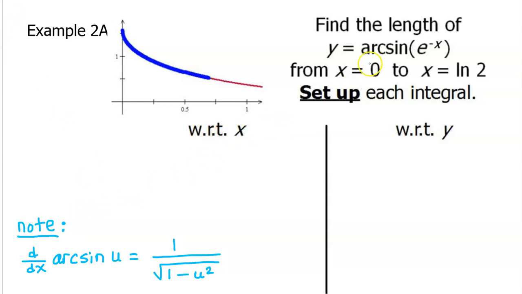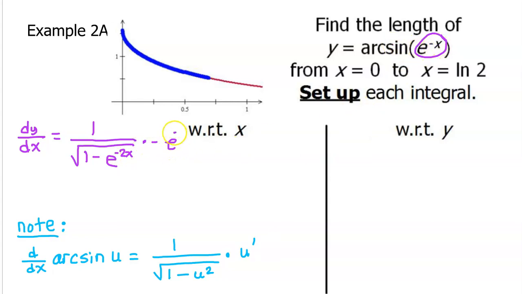In a moment we will need dy/dx, the derivative of arcsine, but let's remember the memorized rule. The derivative of arcsine u is 1 over the square root of 1 minus u squared, and then because of the chain rule we have to multiply by u prime. In this case u is e to the negative x, so u squared will be e to the negative 2x. We have to multiply by u prime. The derivative of e to the negative x is negative e to the negative x.